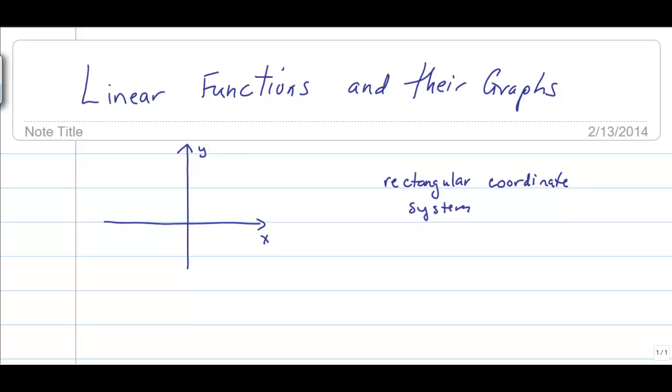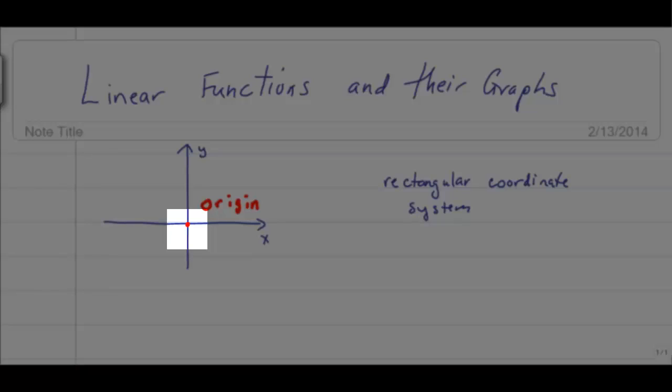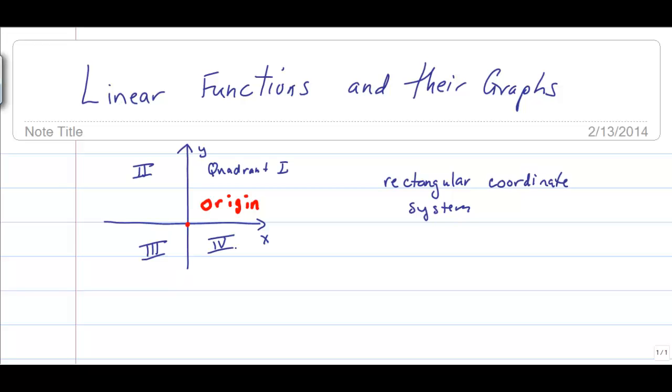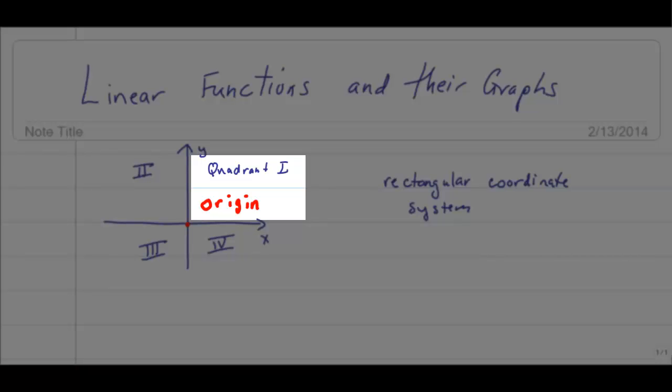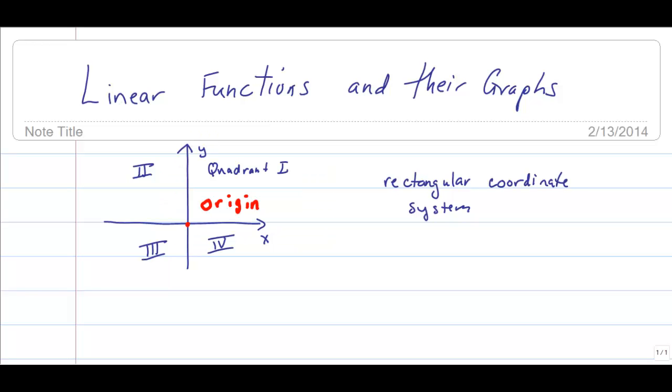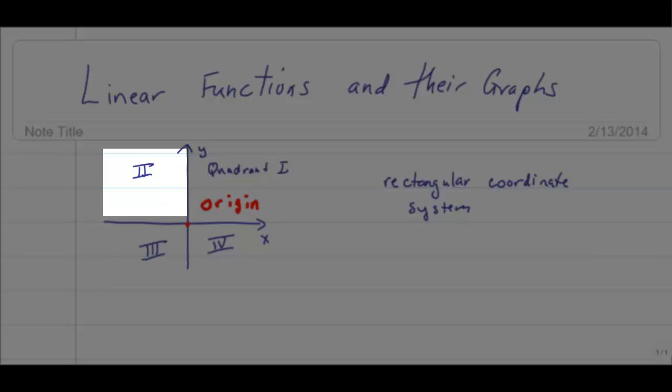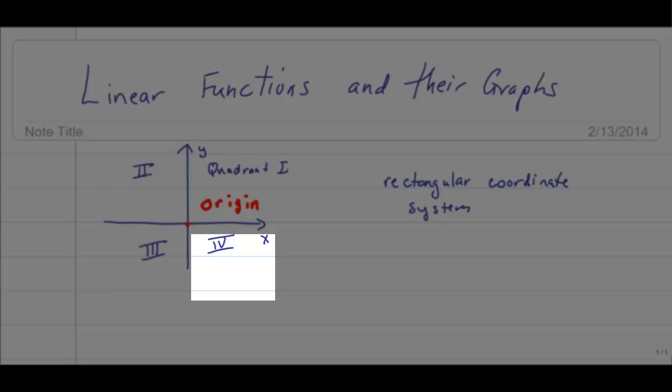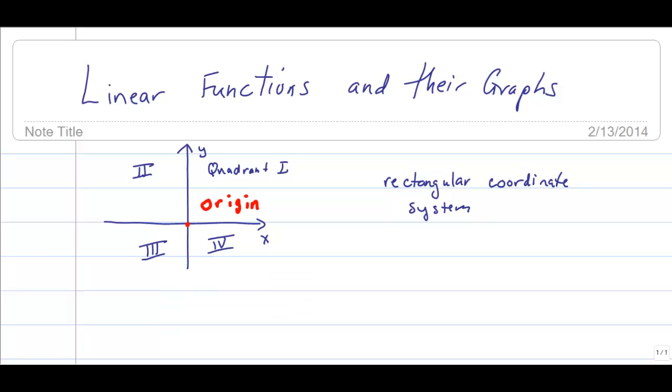Normally we just label these as x and y. The point where the x and y axes cross is called the origin. We also name the quadrants of the rectangular coordinate system, that is, the four areas broken up by the x and y axes. We start first where x and y are both positive, and that's called quadrant 1, and then we go counterclockwise to quadrant 2, quadrant 3, and quadrant 4. We do use Roman numerals to indicate the different quadrants.